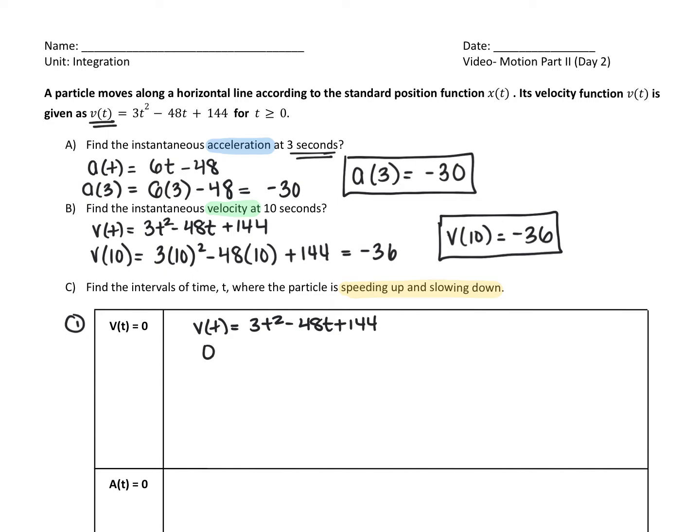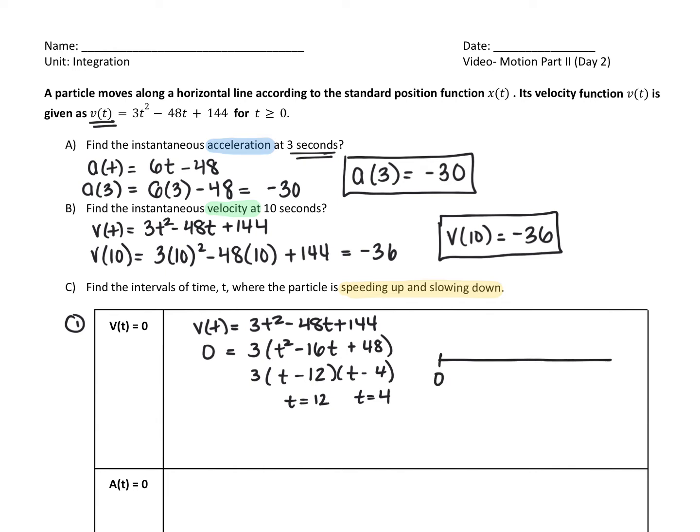When we set that equal to 0 yesterday, we took out a GCF of 3, and then we factored, and we got 12 and 4, and those were our solutions, 12 and then 4. And we made a number line with those values, right? We included 0 because time can never be negative, and we had 4 and we had 12. And it was plus, minus, plus. So if you'd like to just copy that down so you have it, that's what we did yesterday.